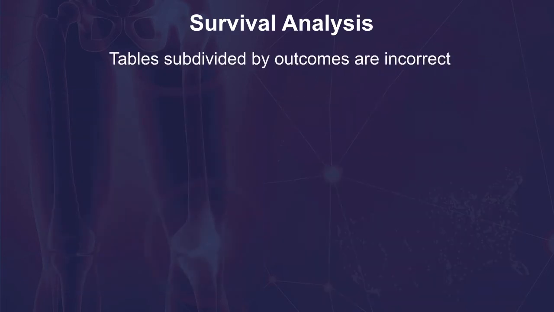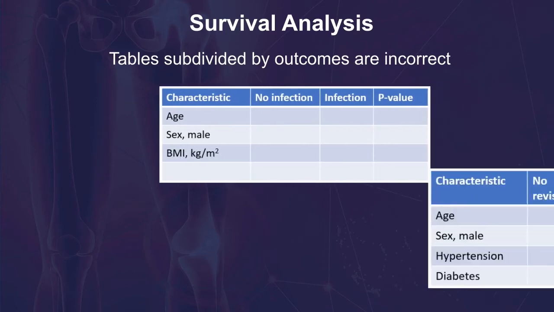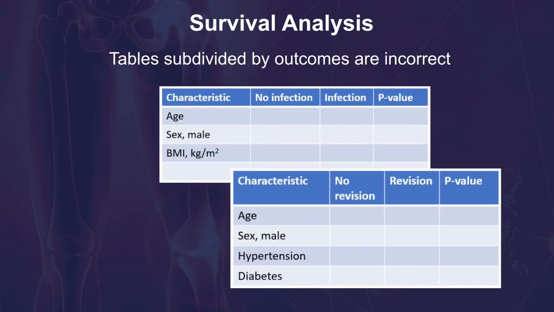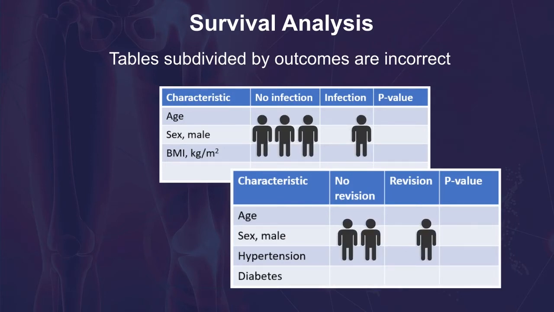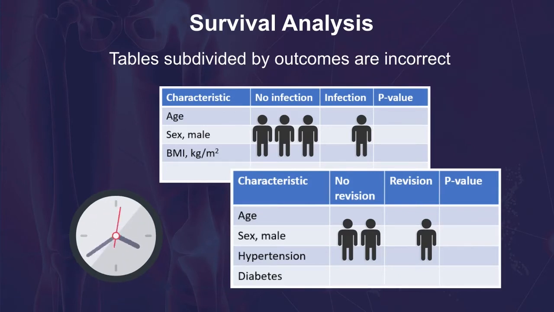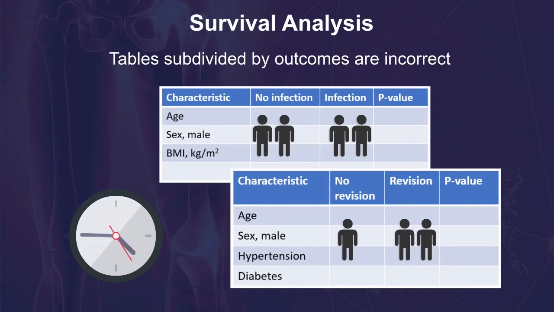It is also incorrect to show a table of patient characteristics with columns for event and non-event, such as no infection and infection, or no revision and revision, when patients are not followed for the same length of time. Also, it is incorrect to perform two-sample tests to compare the columns of these tables. Those who are followed for a shorter amount of time may move from the non-event to the event group if followed longer.